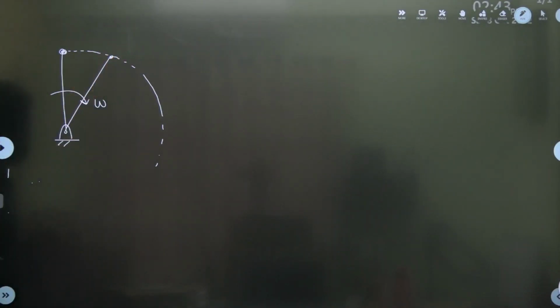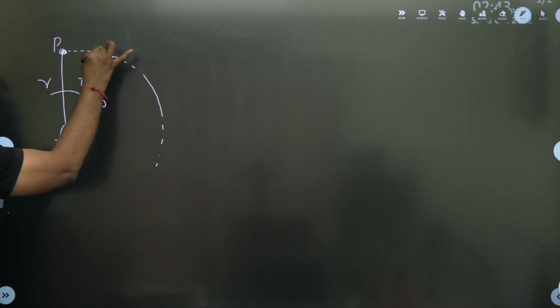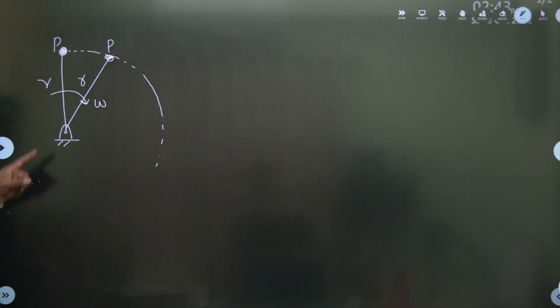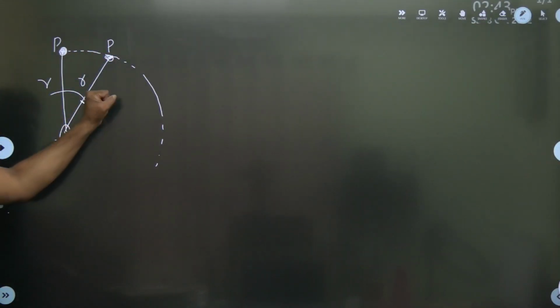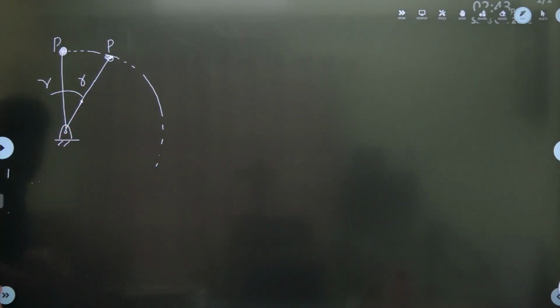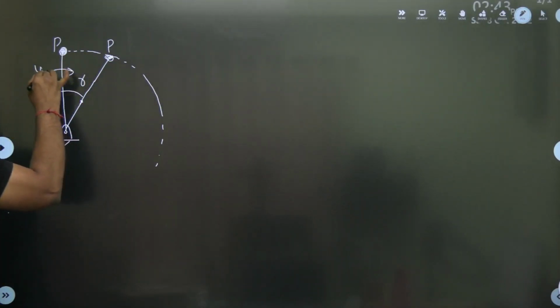Is there any change in the radius? No. This is R, this is R. Let this be point P, and the same point after some time is here. Let us assume that omega is changing. It need not be constant. It may be a variable omega also. Look at this instant, let omega be the angular velocity.